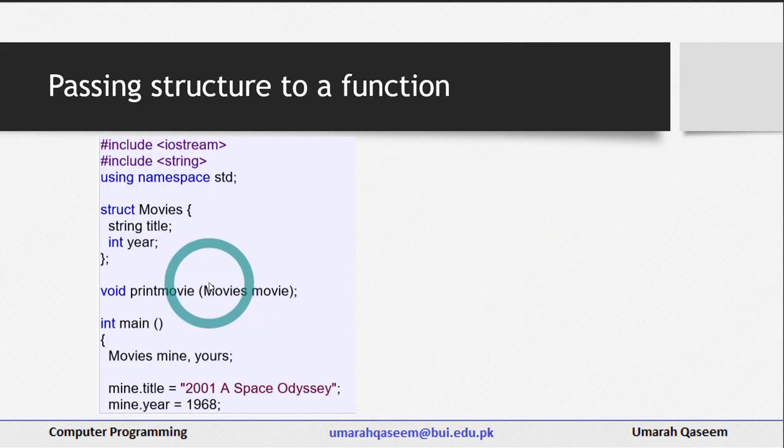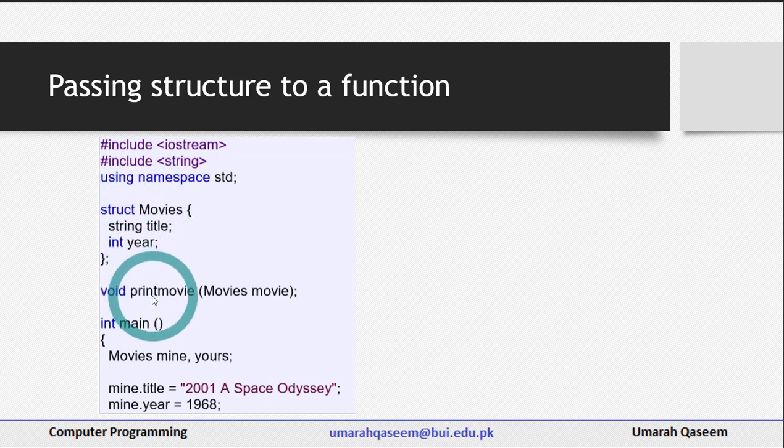So you have learned how to declare a structure, how to declare a structure variable, and also how to access a structure variable. So now let's see how you can pass a structure to a function. For that, let's first consider the same structure, the structure movies, that we considered as an example in the previous slide. Again, it has those two members, title and year.